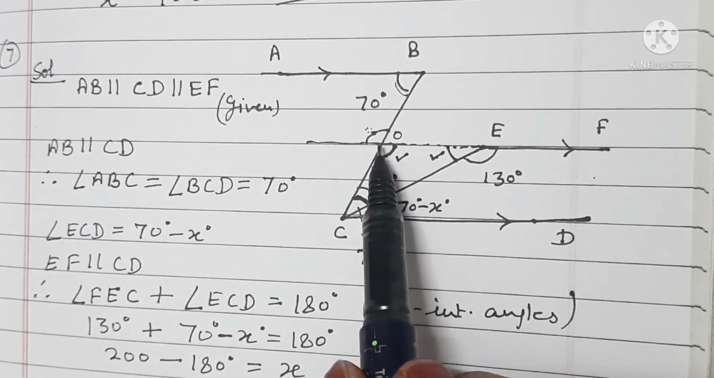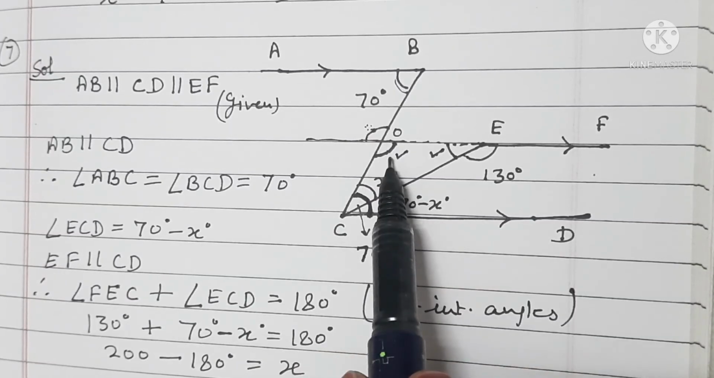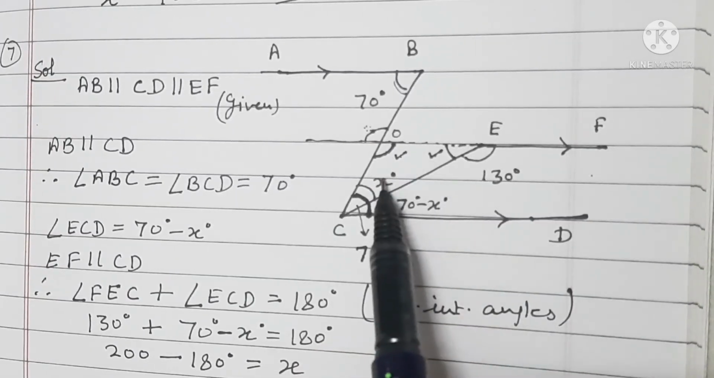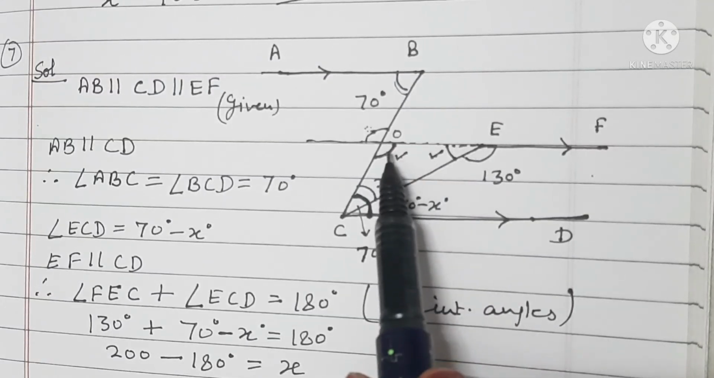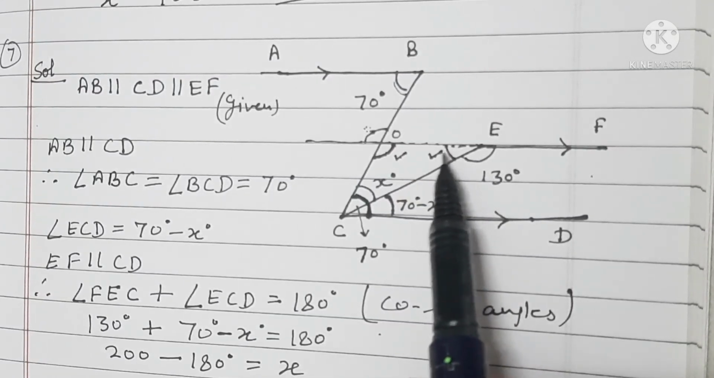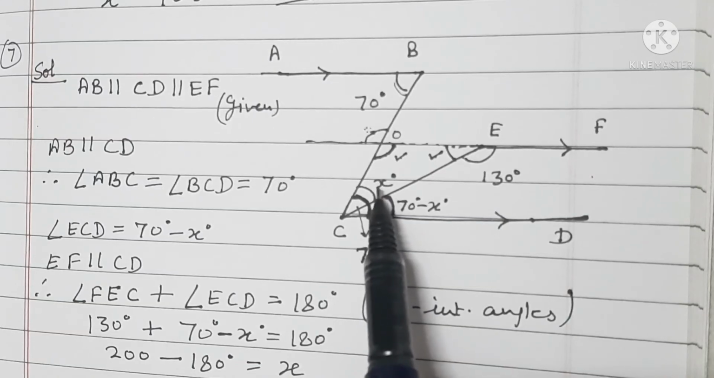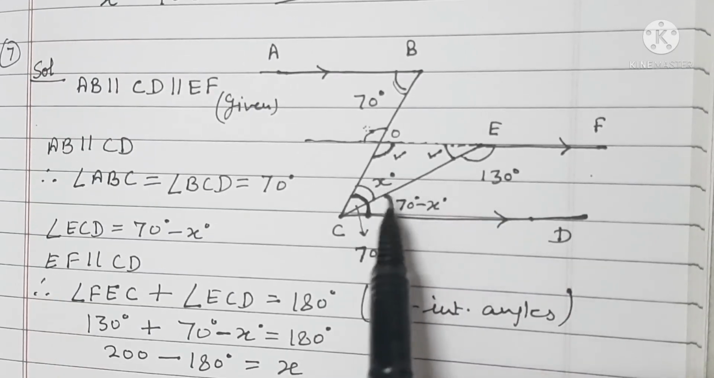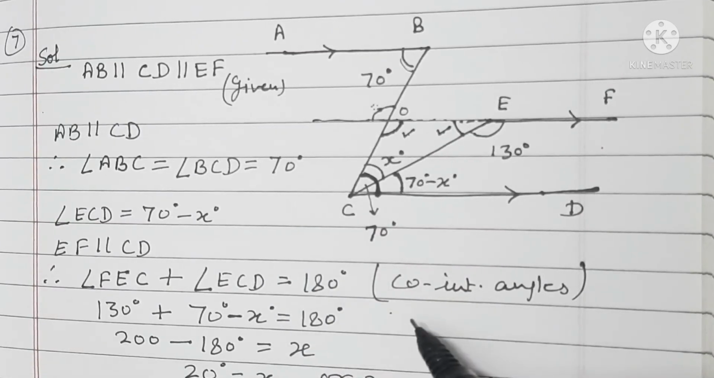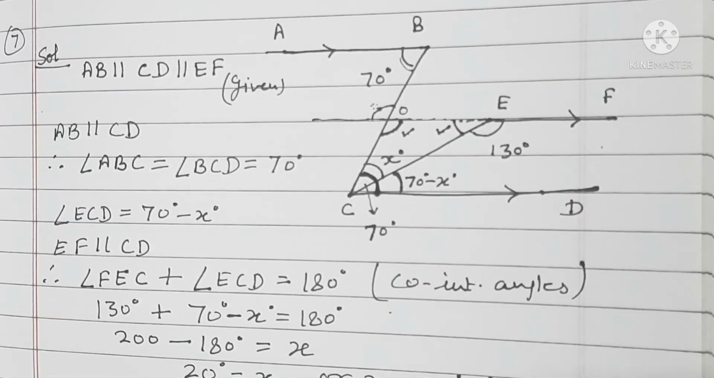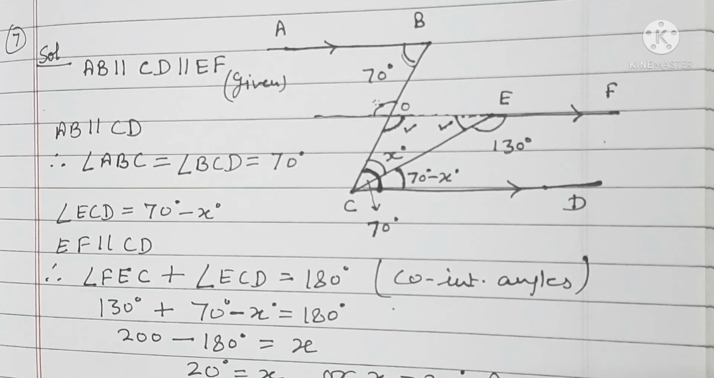Vertically opposite angles are equal to each other. So taking help from here, when you get these two angles and use that the sum of all angles in a triangle will be 180 degree, you will get the value of X. So this method you can use, and this is the method which I have shown, but you can use other methods also.